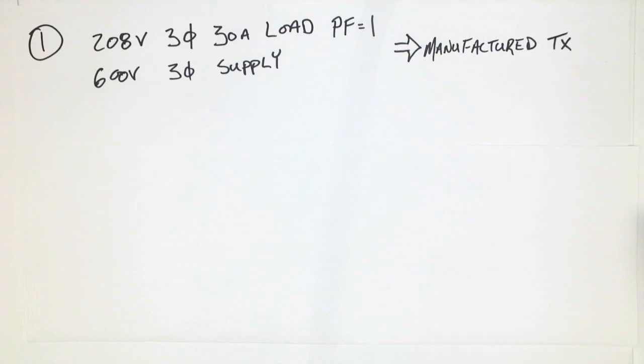This is a 208 volt, three-phase, 30 amp load with a power factor of 1. And it's going to be connected to a 600 volt three-phase supply. And what we're going to purchase is a manufactured three-phase transformer. And what that means is that we don't need to build the bank of single-phase transformers. Now, the first thing we want to do is determine what is the configuration requirement.